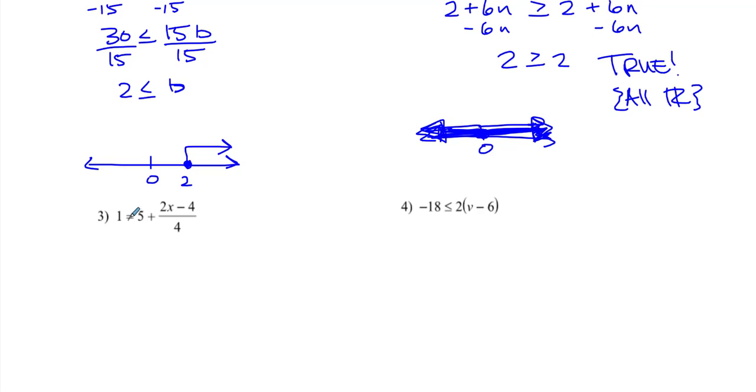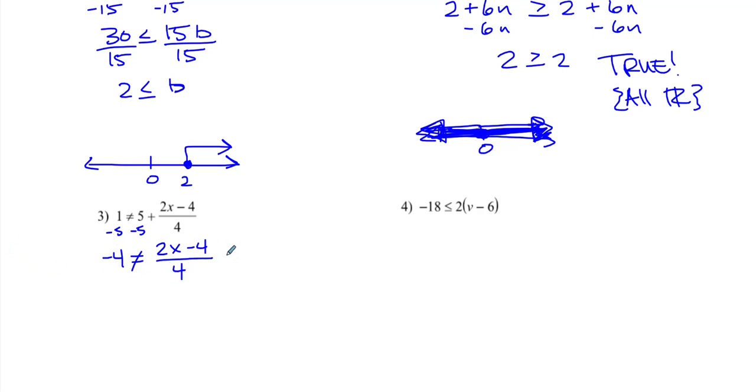All right, this one is a does not equal to. Okay, so remember, look, we got 3 terms. We're going to do the same thing. Add or subtract any terms out first. Okay, we got 1 minus 5, that is negative 4. We have our does not equal to, and then we got this 2x minus 4 over 4. Okay, now we're down to 2 terms.